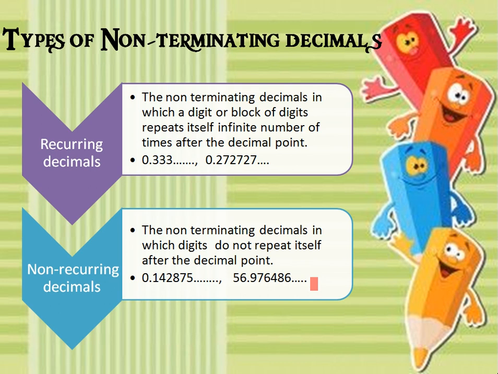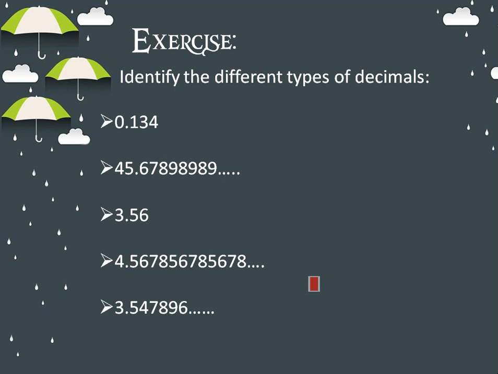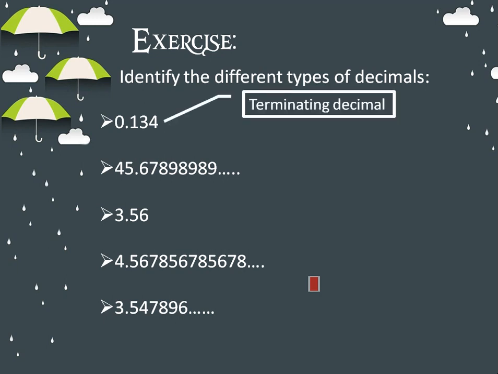So let's do some exercise. Identify the different types of decimals. At first, I have a decimal number 0.134. We have a finite number of digits in the decimal part. We have 3 digits in the decimal part. So this is a terminating decimal. Right? Now, in the next question, 45.67898989 and so on.